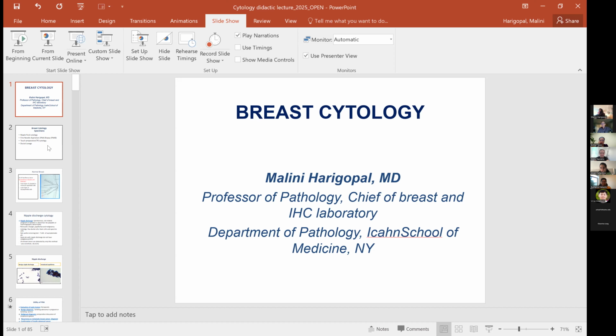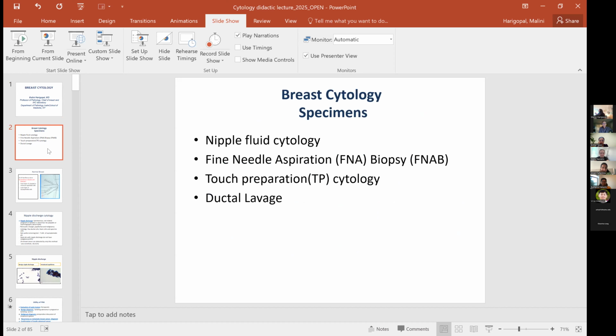So let me share some of the specimen types that we get in breast cytology. So here's what we get. Normally, we would see a little bit of nipple fluid cytology. This is not a very popular specimen. You might get maybe 3 or 4 in a month. And fine needle aspiration biopsy, which used to be the method before the core biopsy actually took over.